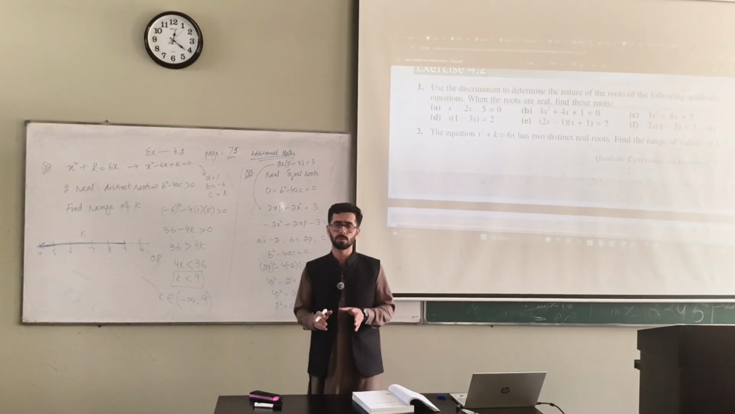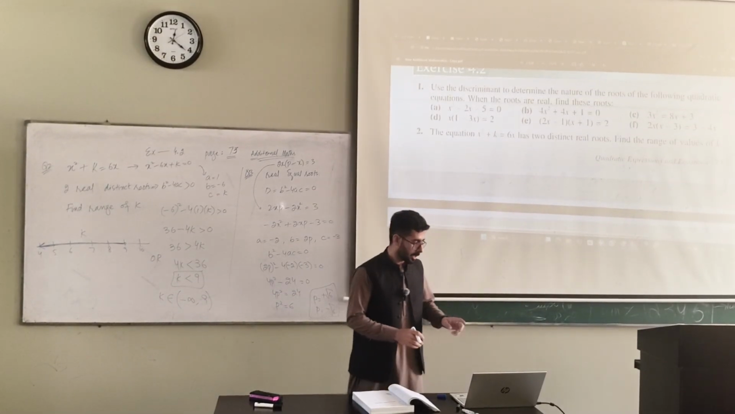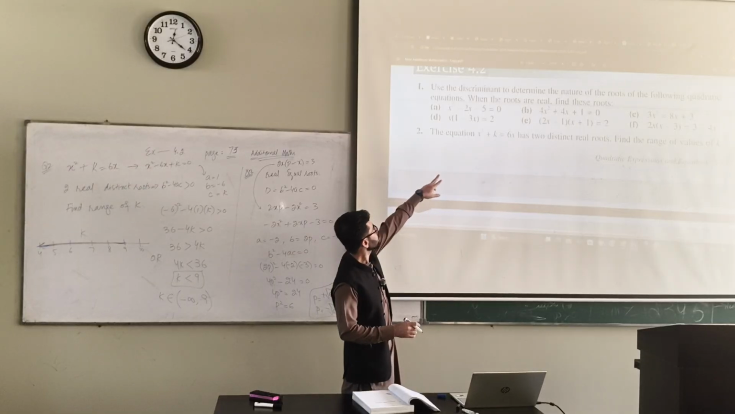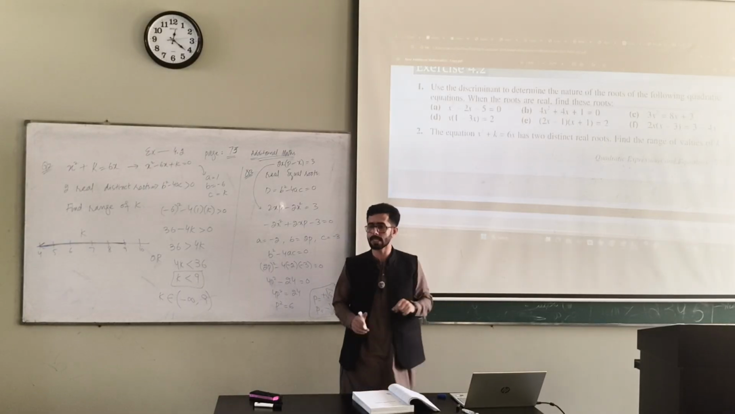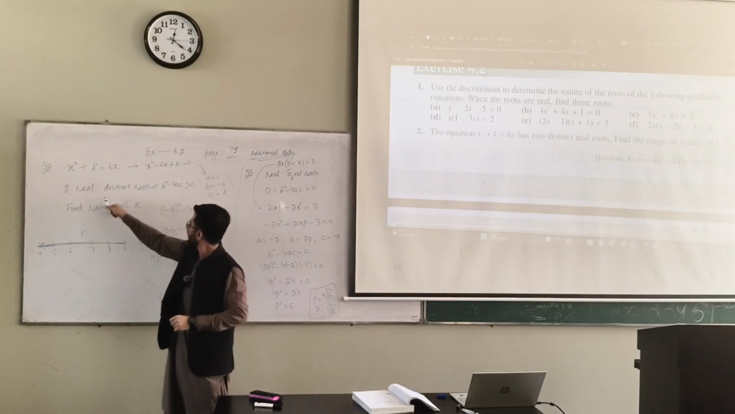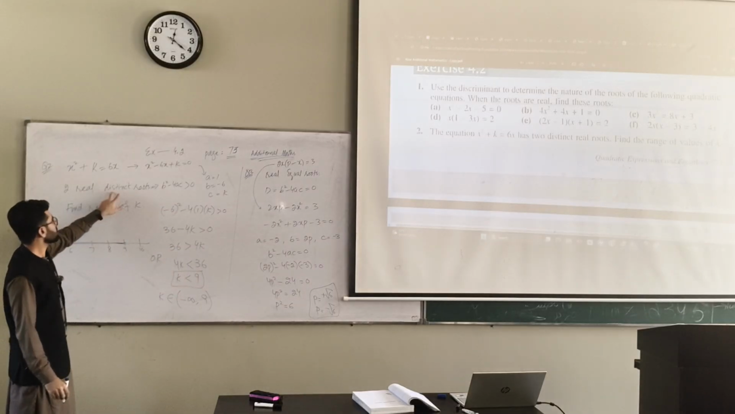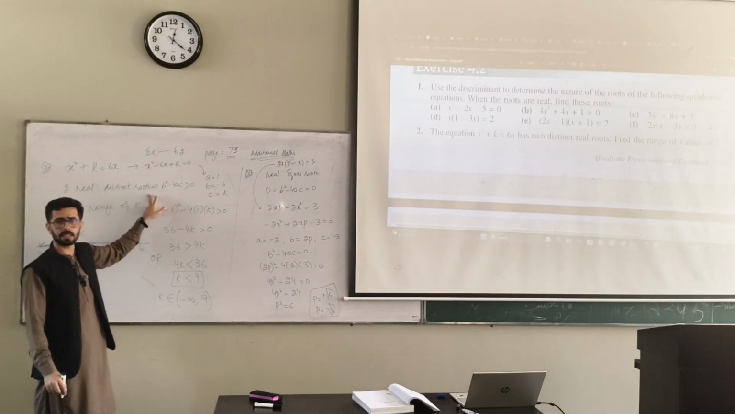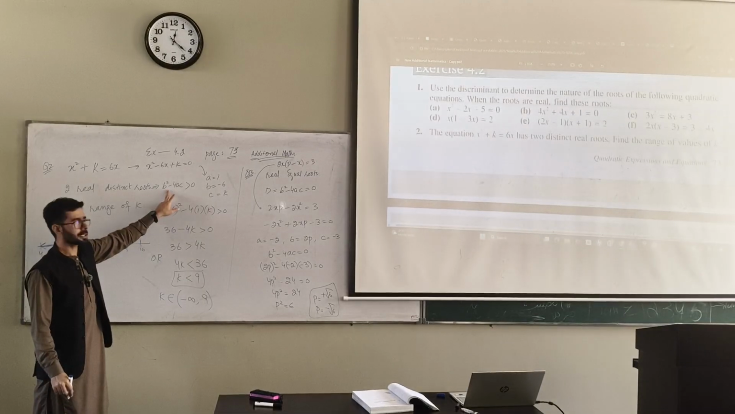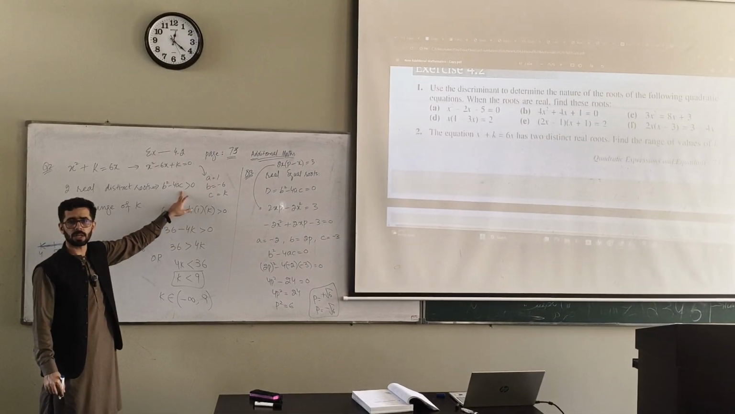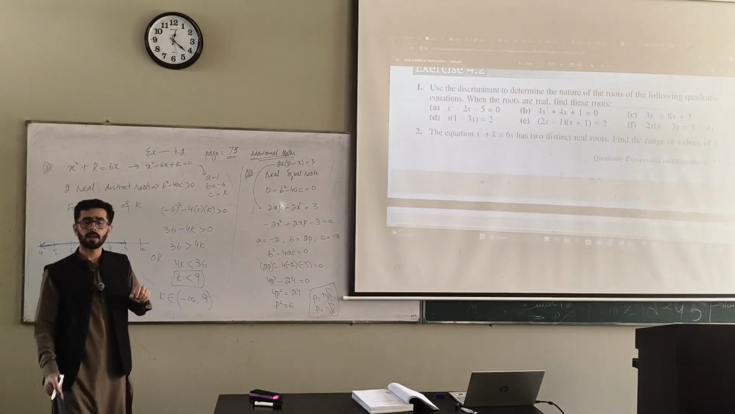Moving to question number 2. The question says that the equation x squared plus k equals 6x has two real distinct roots. Distinct means different. If that is the case, the discriminant b squared minus 4ac should be bigger than 0.